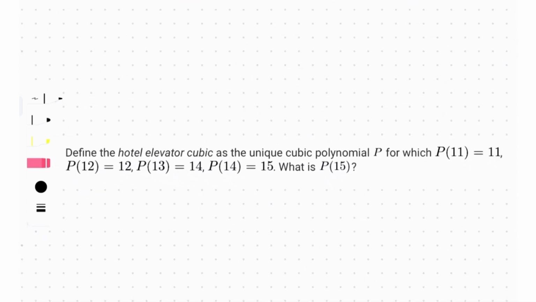Define a hotel elevator cubic as the unique cubic polynomial p for which p of 11 is equal to 11, p of 12 is equal to 12, p of 13 is equal to 14, and p of 14 is equal to 15. And we're asked to find p of 15. Well, notice this one important thing here. We're given a cubic polynomial, but we're given 4 data points. Just like with our quadratic polynomial, this means that we can find the rest of this series.